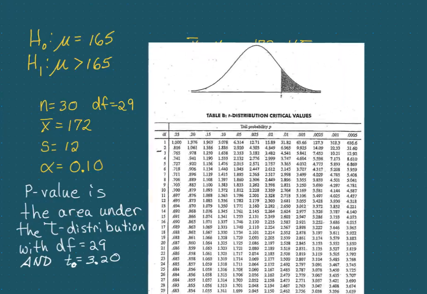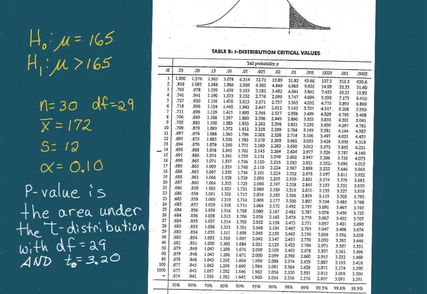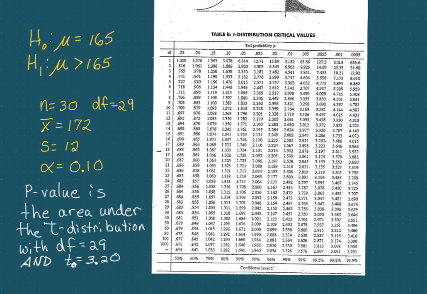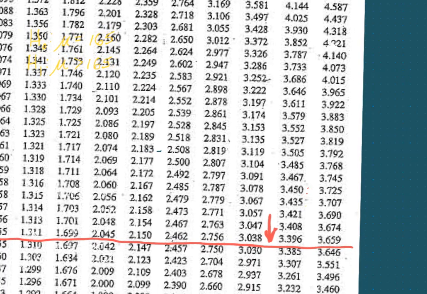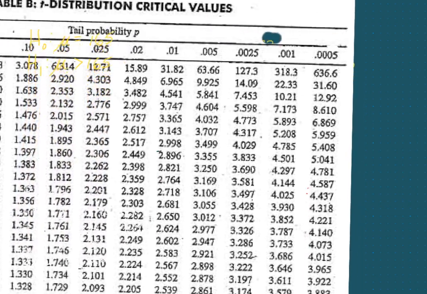Actually, looking for values close to that 3.20 on a specific line here. The line we're looking for is degrees of freedom 29. So we're going straight across that row. And 3.20, where would that be? It would be right in between here. Okay? Between 3.038 and 3.396, if you can't quite see that, as small as it is. So our test value, 3.20, would show up right between those two columns. Well, what is in those two columns? Let's move to the top here and find out.